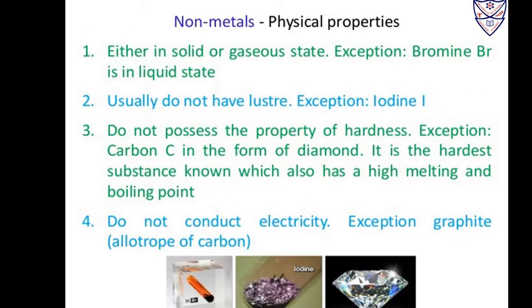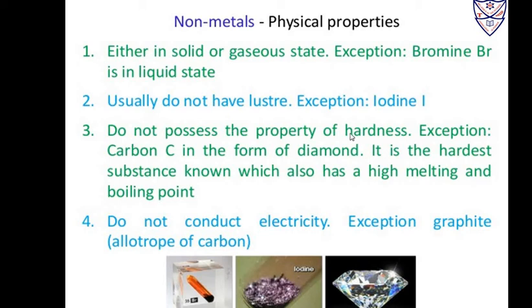Let's go to the properties of non-metals. They are in the form of solid, liquid, or gaseous form. I told you just now. Its examples you know very well: carbon, iodine, oxygen, nitrogen, bromine. These are all examples of non-metals. Usually they are not lustrous. Exception: iodine. Lustrous means what? It's shiny.